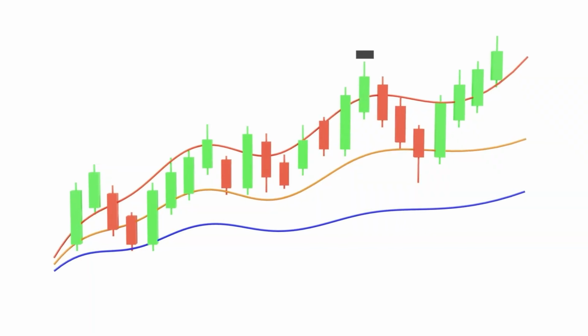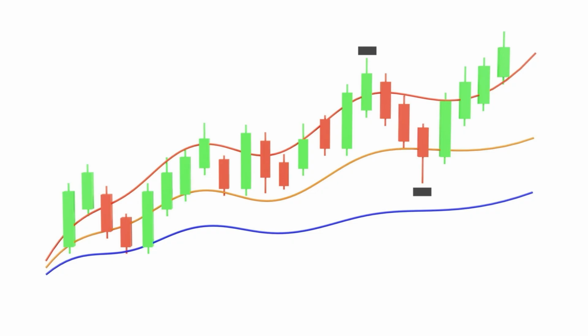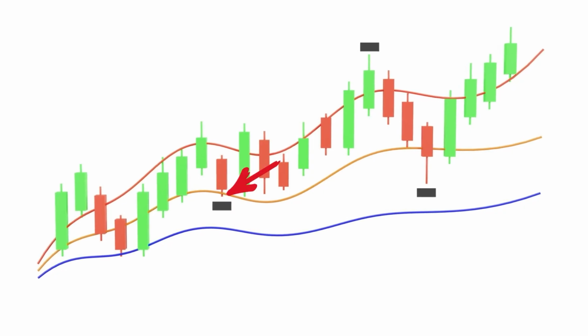And bonus tip: don't enter at the top or bottom of a move. Wait for that little pullback, that's where the pros enter.